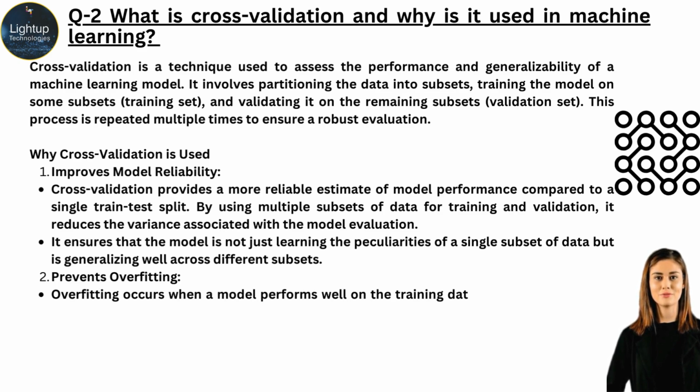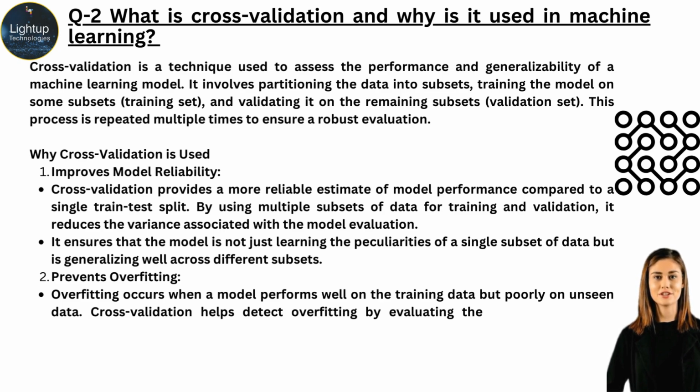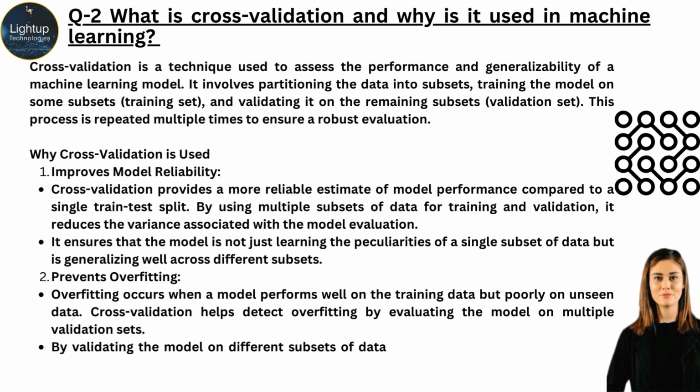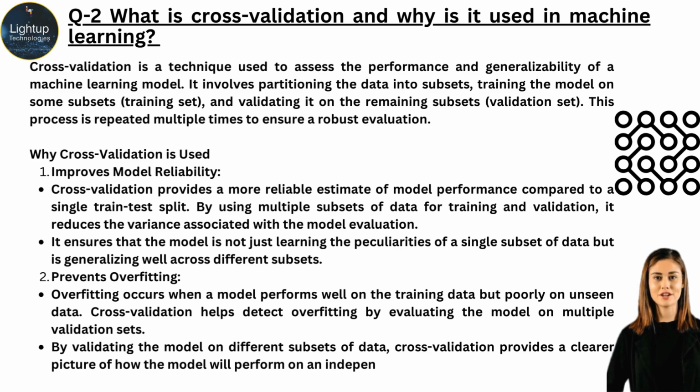Prevents overfitting. Overfitting occurs when a model performs well on the training data but poorly on unseen data. Cross-validation helps detect overfitting by evaluating the model on multiple validation sets. By validating the model on different subsets of data, cross-validation provides a clearer picture of how the model will perform on an independent dataset.